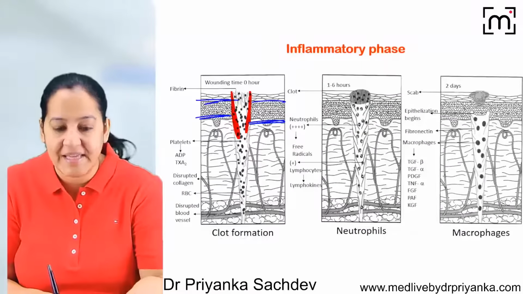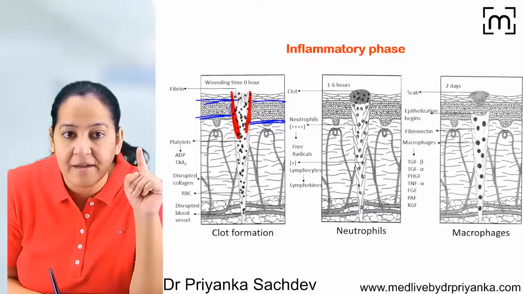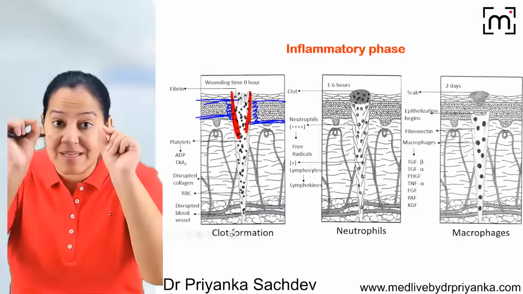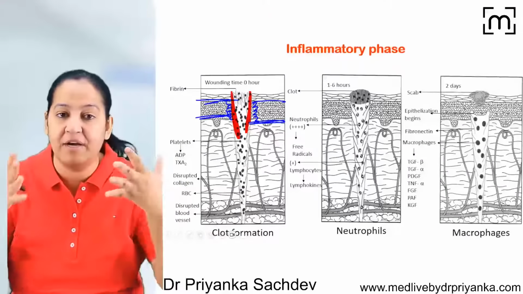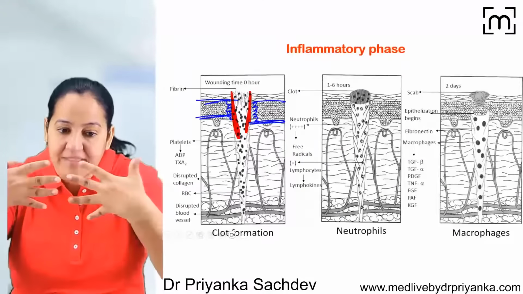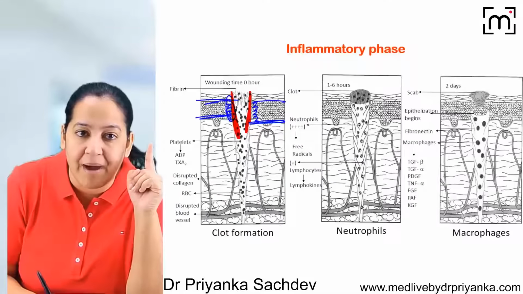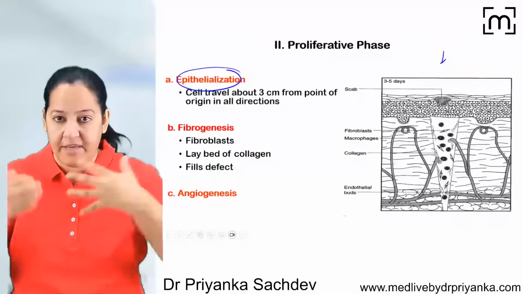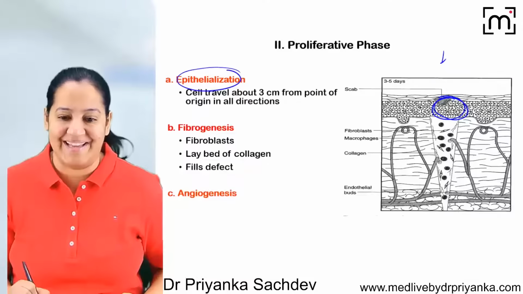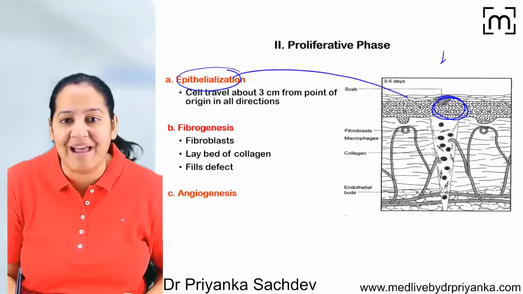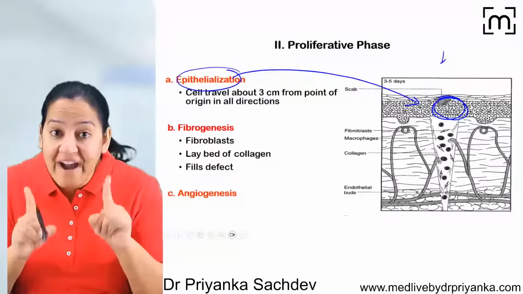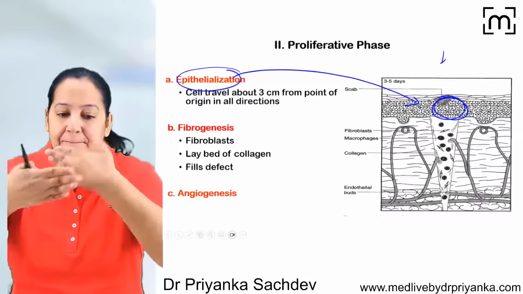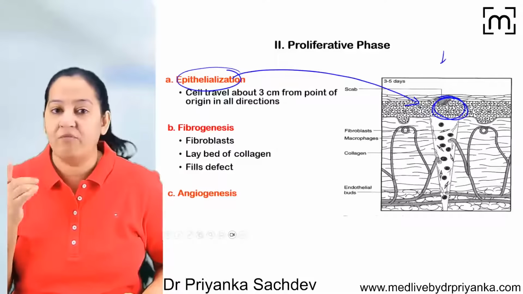Now here you can see these are the keratinocytes which are present at the edge. Here also keratinocytes are present at the edge. So the keratinocytes present at the edge, they will get activated, they will get stimulated, they start proliferating and migrating towards each other. So these keratinocytes migrate towards this side and these keratinocytes migrate towards this side and they will meet at the center. Can you see the gap is filled? They are meeting at the center. This is known as epithelialization, in which the keratinocytes proliferate and migrate towards each other and they meet at the center.